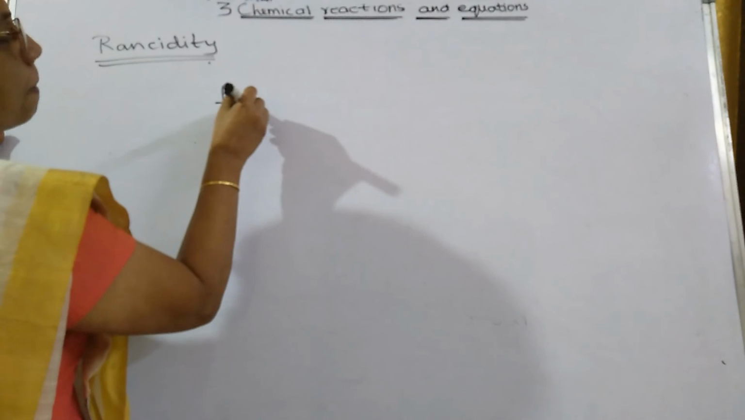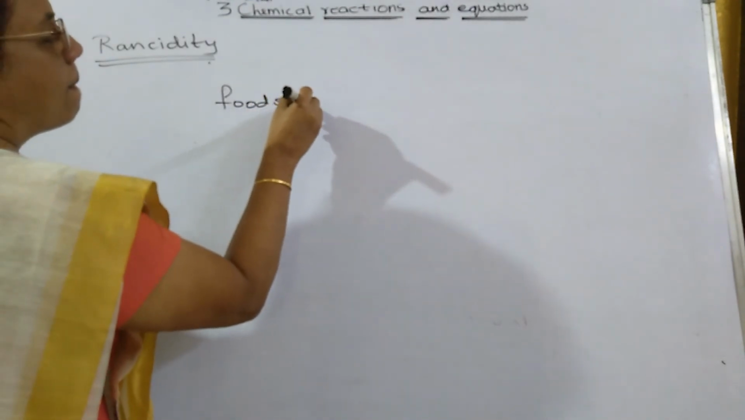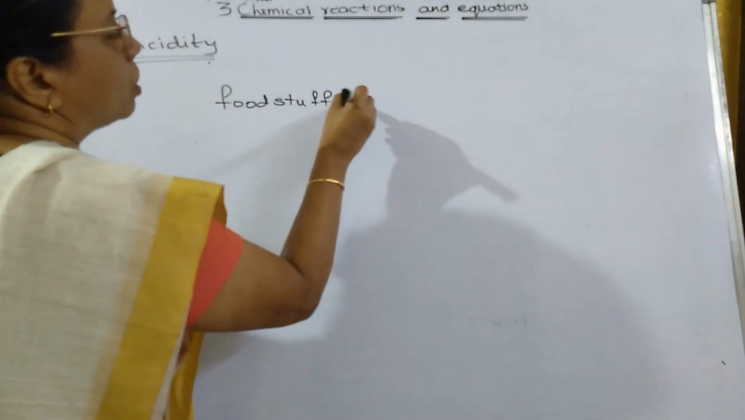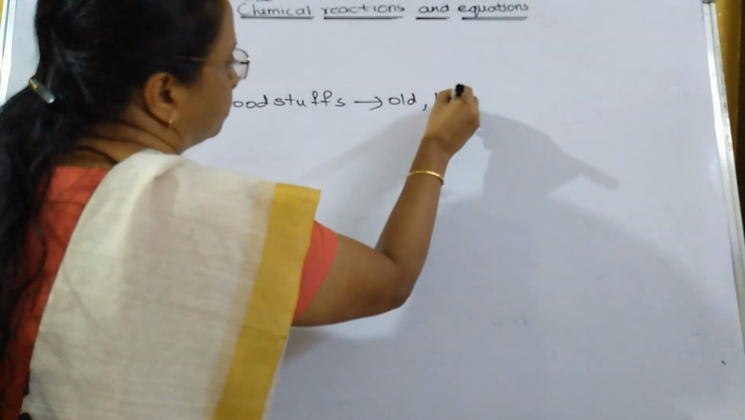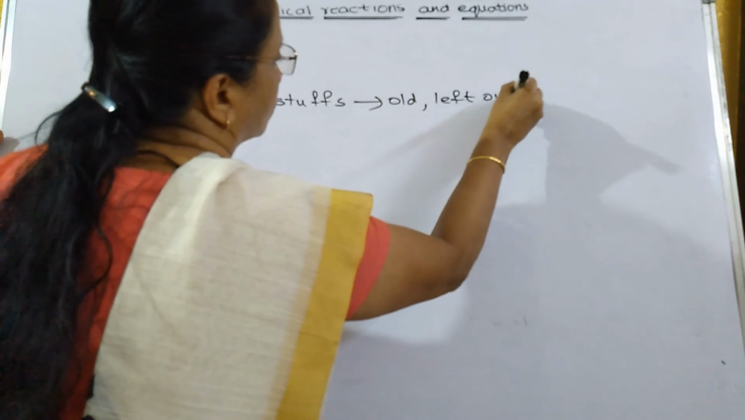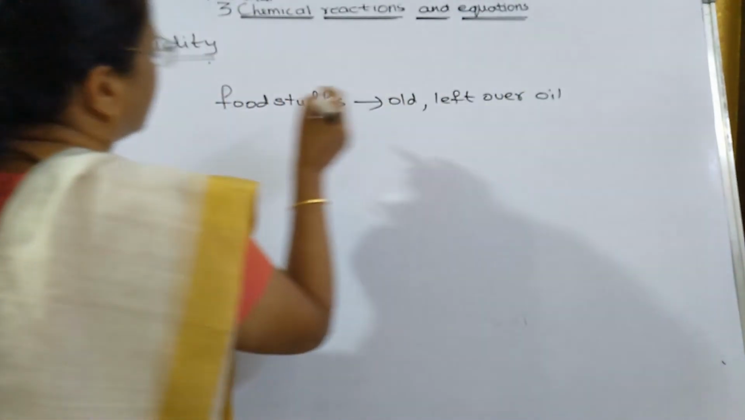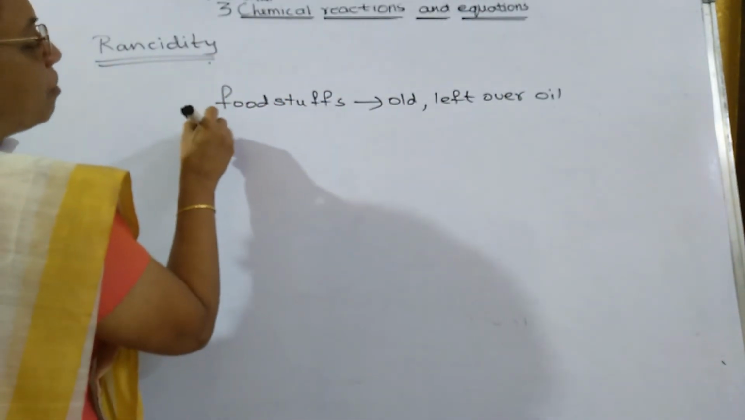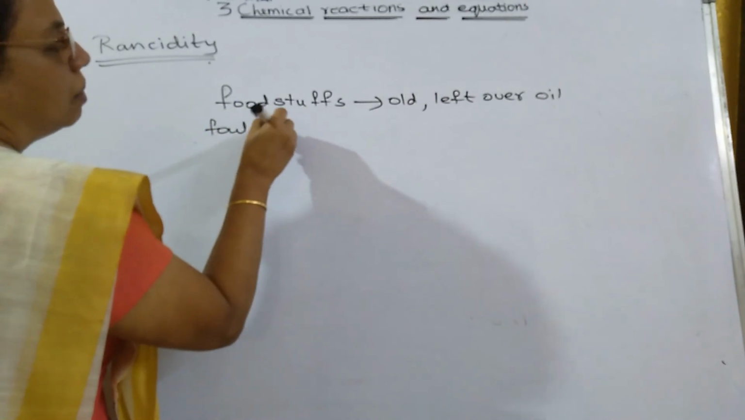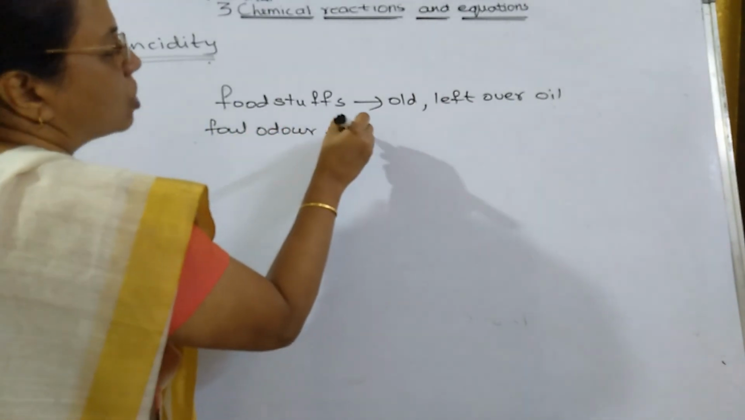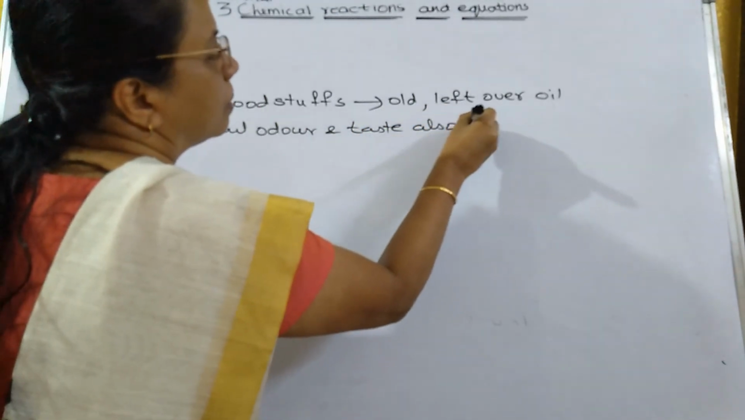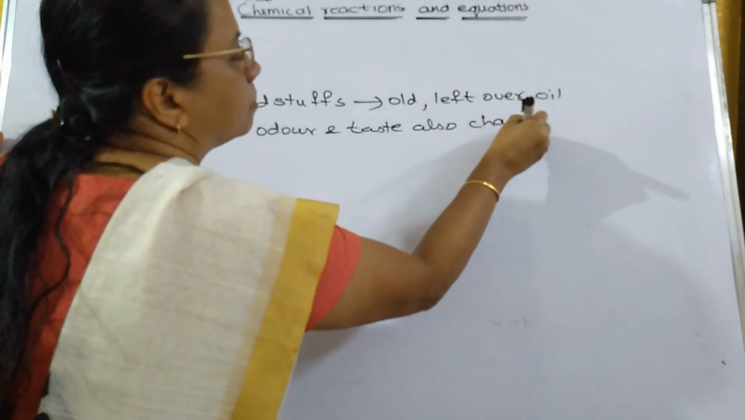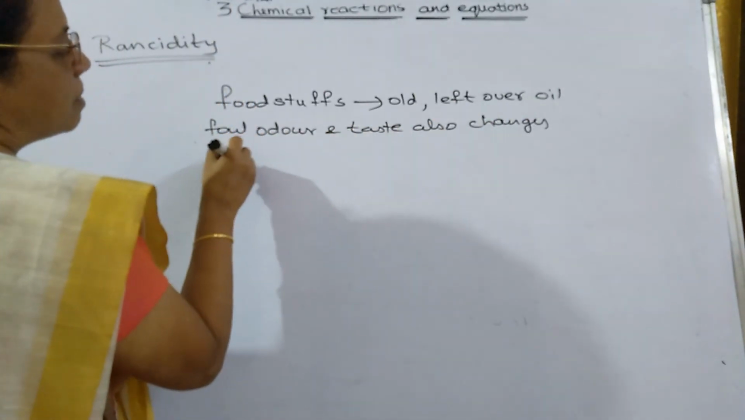Now, what is rancidity? When foodstuffs are cooked in old leftover oil, it gets a foul odor, and taste also changes. This is known as rancidity.